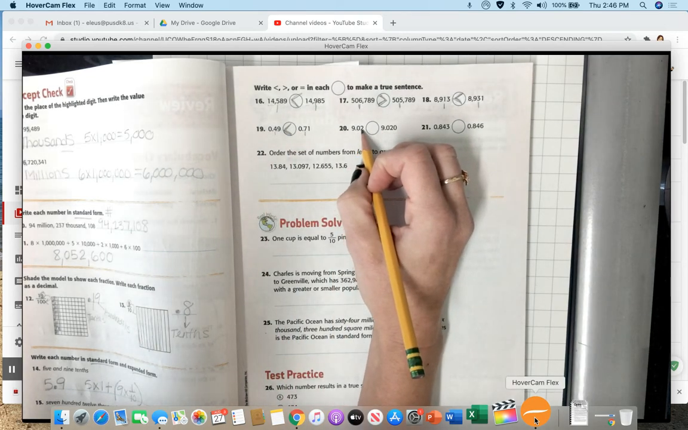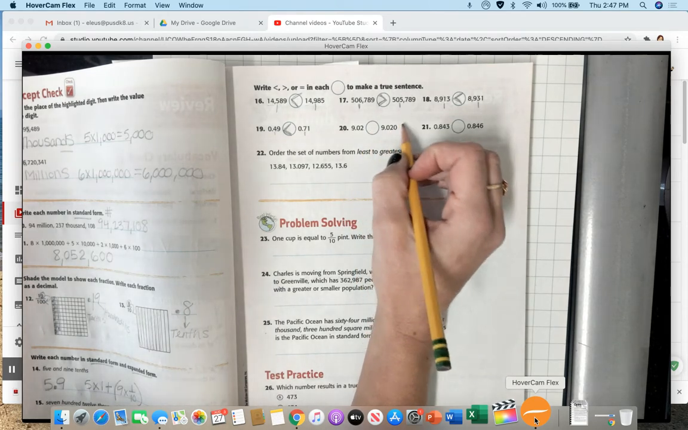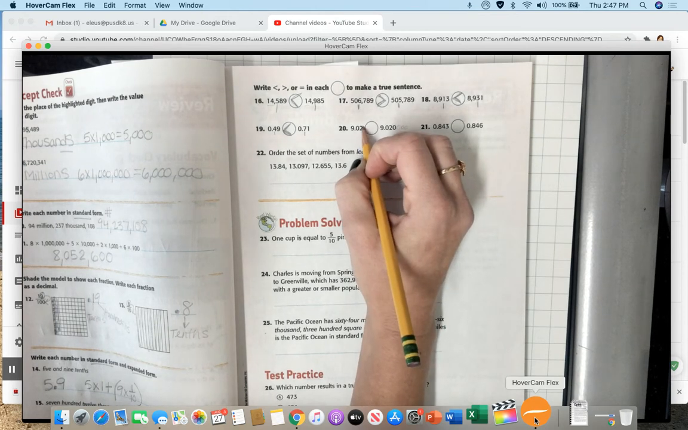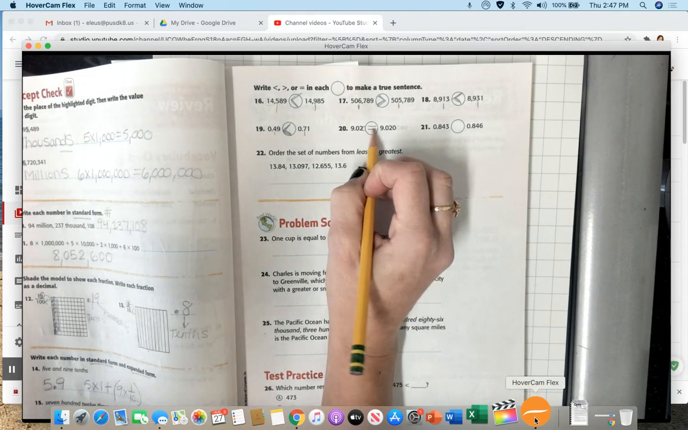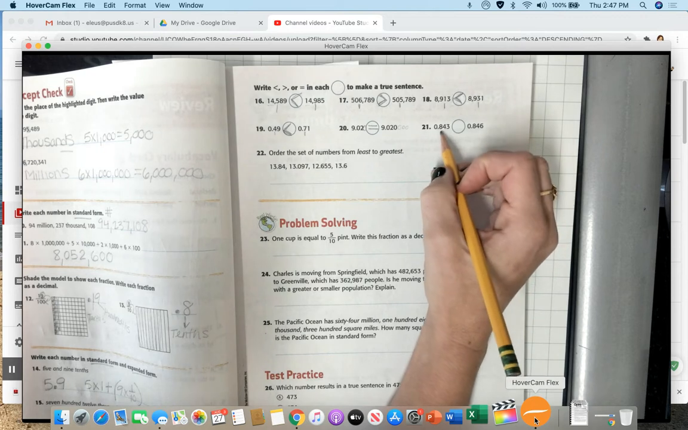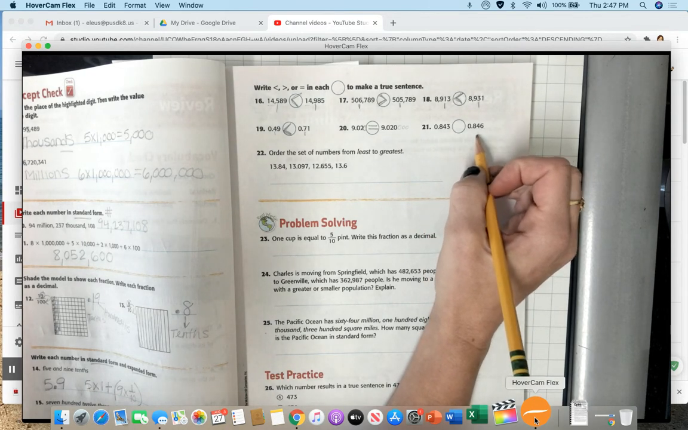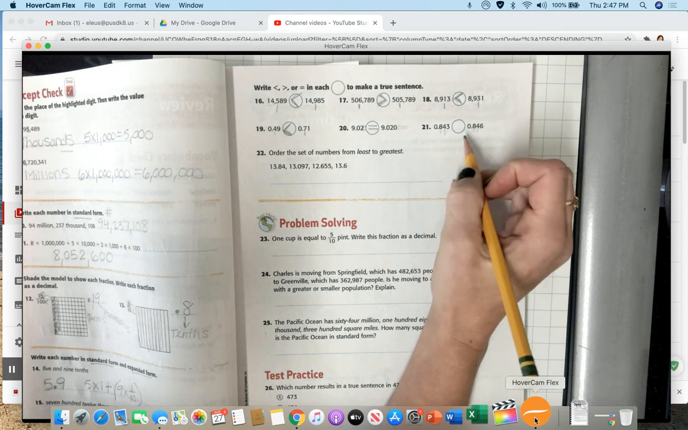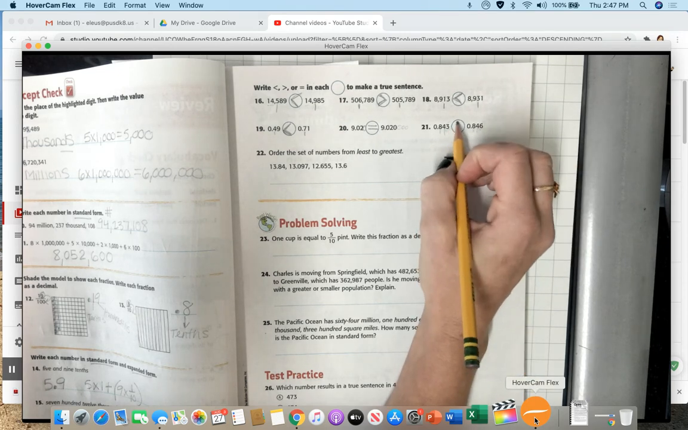9.02 compared to 9.020. Remember that we have an infinite amount of zeros that can be sitting here. Same thing goes for this number. So actually, if you look, these are the same, so we're going to put the equal symbol. Number 21. 843 thousandths compared to 846 thousandths. They both have 8 in the tens. They both have a 4 in the hundredths, but this has a 3 and this has a 6 in the thousandths. 3 is smaller than 6.